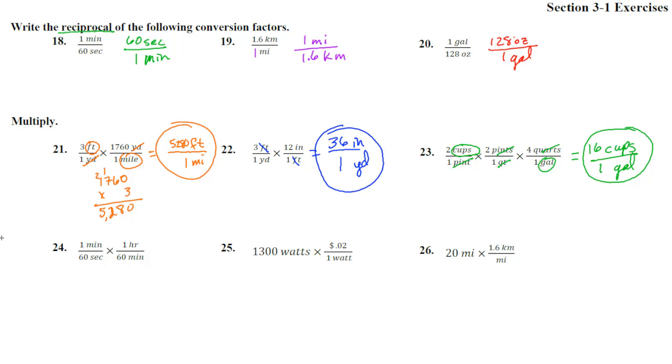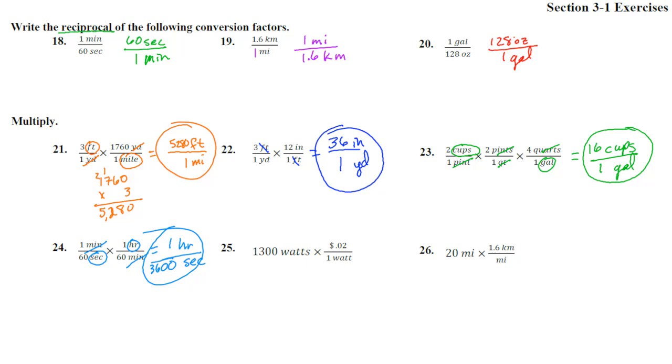Okay, next one, number 24. 1 minute for every 60 seconds. 1 hour for every 60 minutes. If we're multiplying them, those two go away. And we're left with 1 times 1 is 1 hour for every, it's going to be seconds. 6 times 6 is 36 with a 0 and a 0. 3,600 seconds. 1 hour for 3,600 seconds.